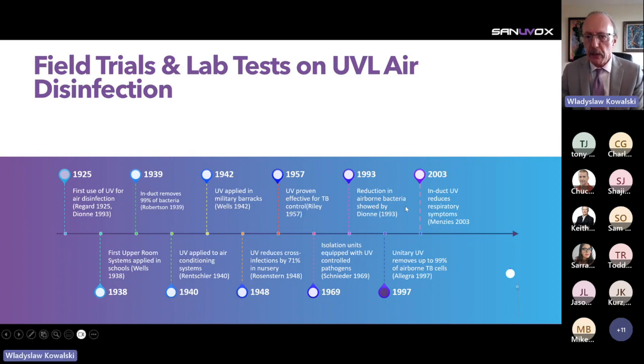In 1993, Dion showed that airborne bacteria could be reduced by airborne disinfection systems using UV. Unitary UV systems removed up to 99% of airborne TB in a 1997 study. And Menzies showed in a watershed study, the first application in a large commercial building, reduced respiratory symptoms.